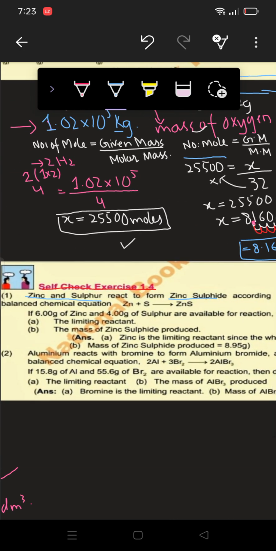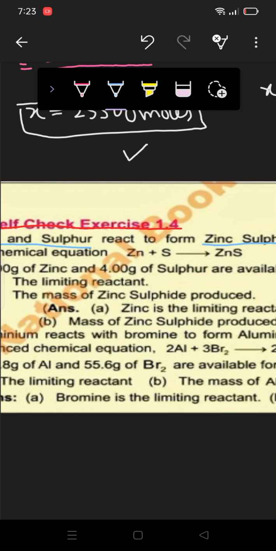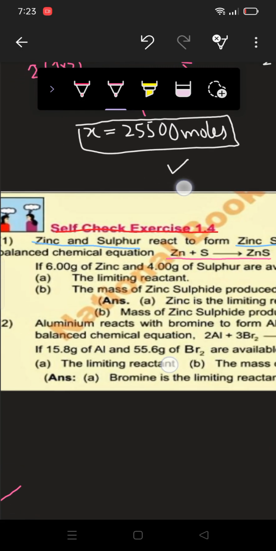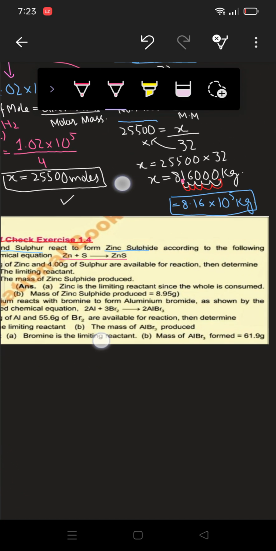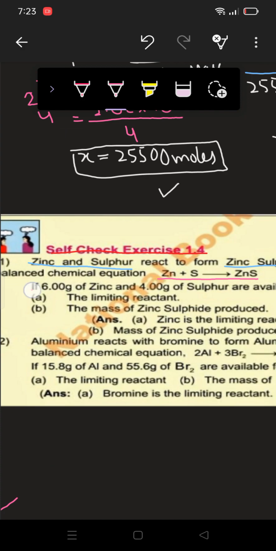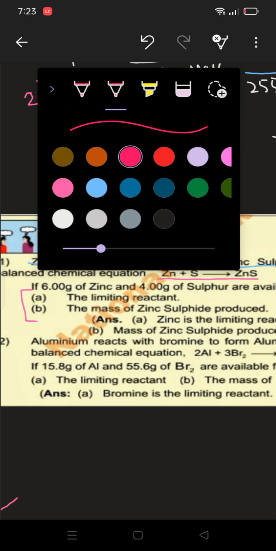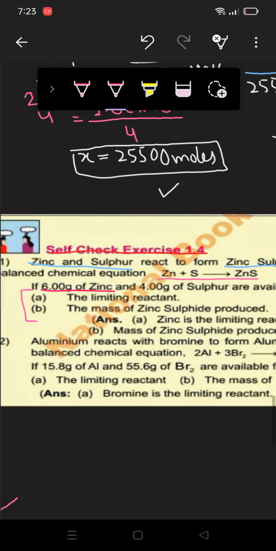According to the balanced chemical equation, and we have the balanced chemical equation given in the question, right? So zinc plus sulfur gives us zinc sulfide. Now they have given us the mass of zinc, they have given us the mass of sulfur as well. Now what we need to determine, we need to solve these two parts, right? They have given us 6 gram of zinc and 4 gram of sulfur. Wait, let me highlight this. 6 gram of zinc, 4 gram of sulfur, right?